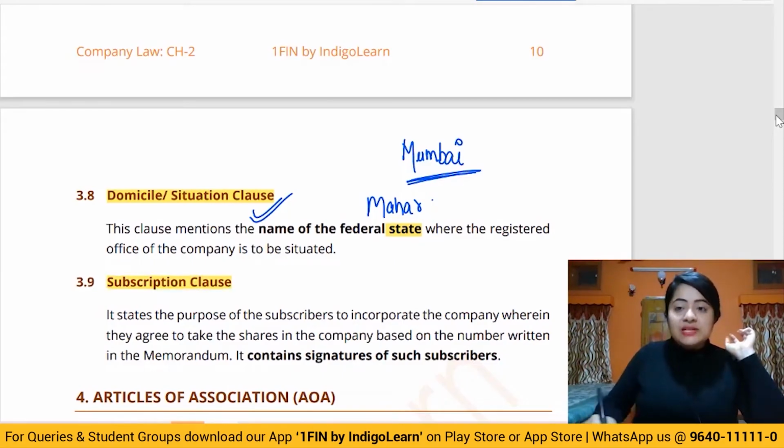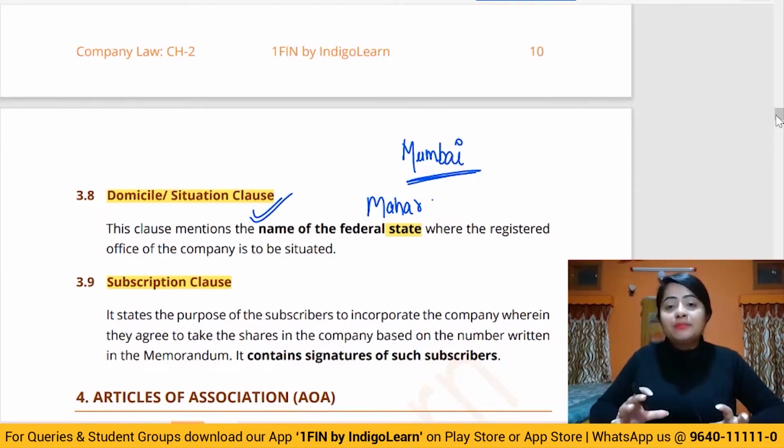What is the subscription clause? Here, the signatures of all the subscribers to the memorandum are stated. We know that in case of a public company, a minimum of 7 members have to be there. In case of a private company, a minimum of 2 members. In case of a one-person company, 1 person has to be the member of the company, right? In the subscription clause, the initial members of the company sign, along with their own details. The subscription clause contains the details and the signatures of the subscribers to the memorandum, right?